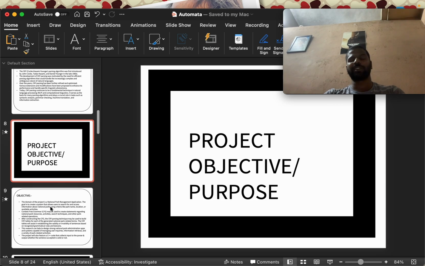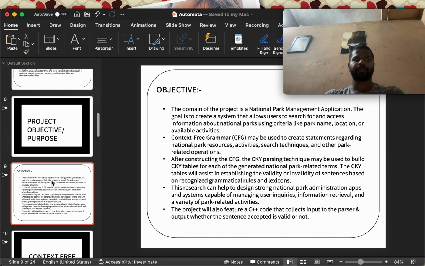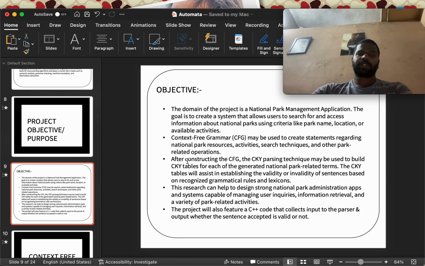Project objective. The next topic is, what is the objective of my project? The domain of the project is how to implement an application in national park management. The goal is to create a system that allows users to search for and access information about national parks using criteria like park name, location, or available activities.